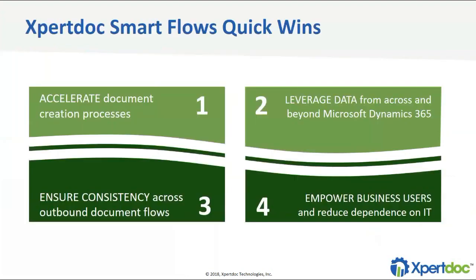All right, so what is this all about? Just in a nutshell, you want to accelerate the document creation process for your end users. You want to make your end users more productive, so that's very important. Second point in my overview of quick wins is that you want to leverage data from across and beyond Microsoft Dynamics. You want to be able to reach all of the different entities in Dynamics, whether or not they're only one level of relationship away. Everything's reachable. That's very important, and you can even go beyond Dynamics.